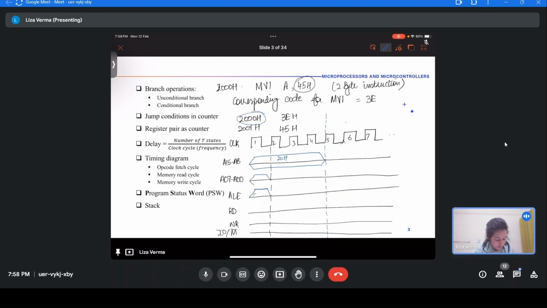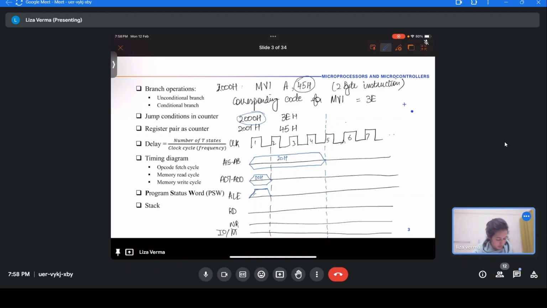And we know that this happens only for the first T state, because after that data has to be loaded, right? So during this first T state, AD7 to AD0 will have 00H, that is the lower order address, and the ALE signal will be high during this state. After that, the ALE signal will have to go down so that the data can be loaded.